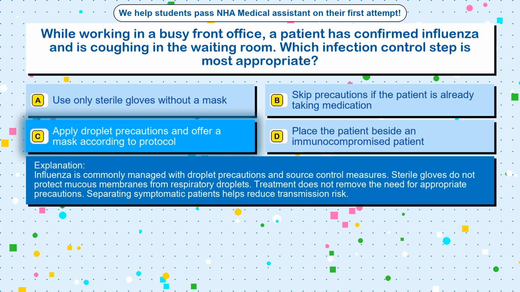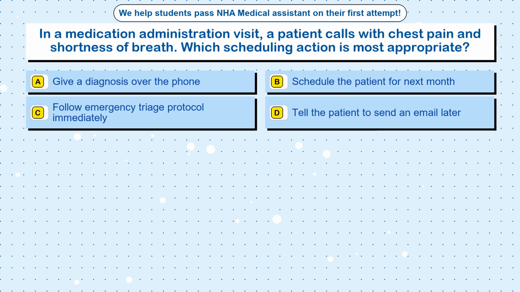Separating symptomatic patients helps reduce transmission risk. Question 7. In a medication administration visit, a patient calls with chest pain and shortness of breath. Which scheduling action is most appropriate?